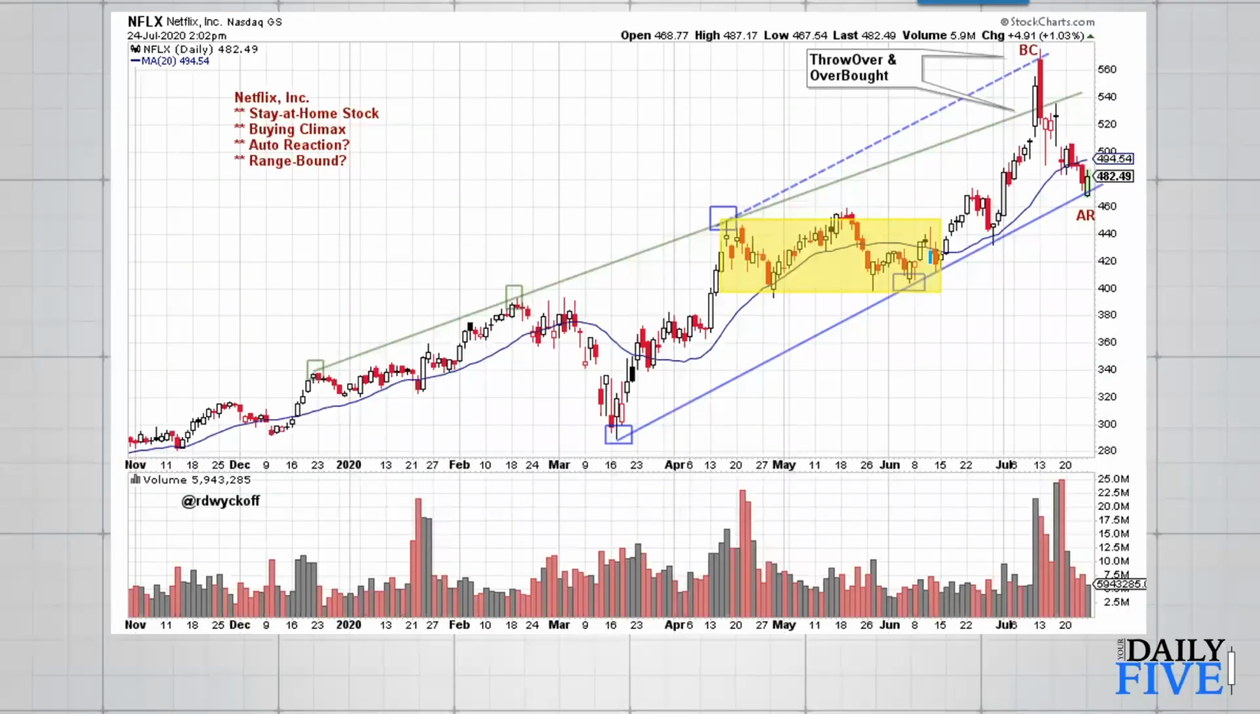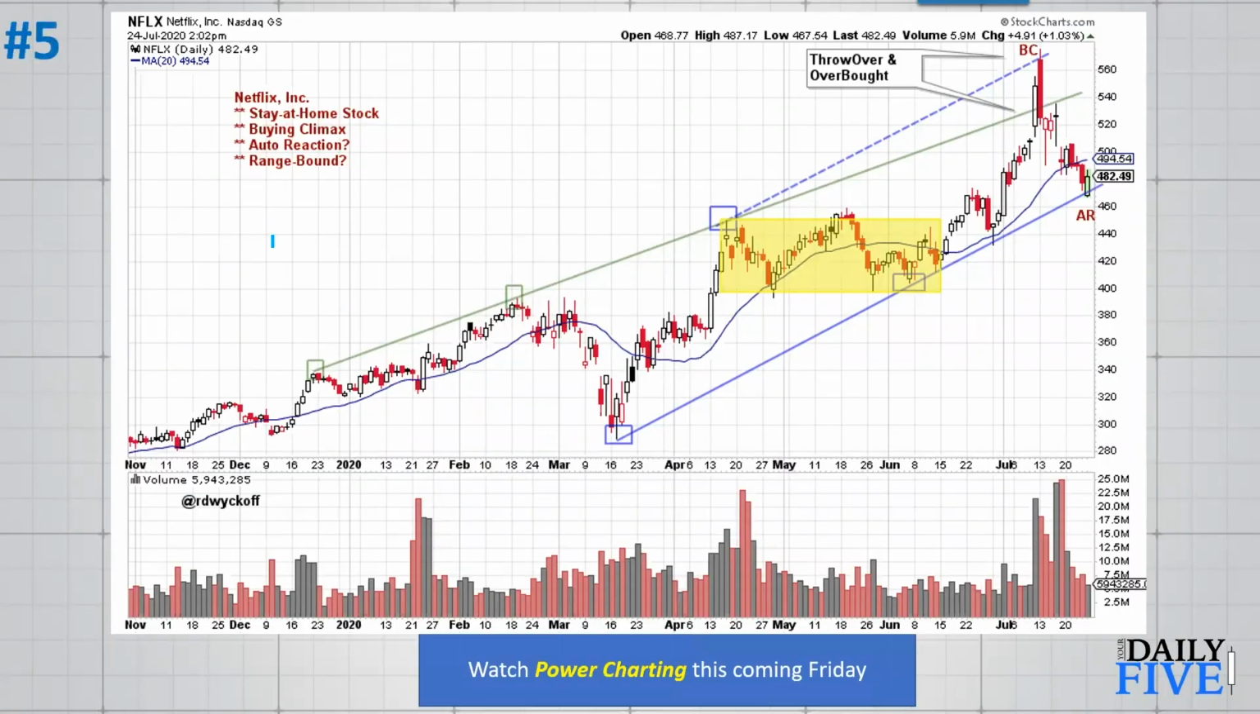Chart number 5, Netflix. And so here you can see this is a classic stay-at-home stock with a beautiful trend line here and here, which goes all the way back into 2019, early 2020. And so the trend line has a giant buying climax throw over right here in July.